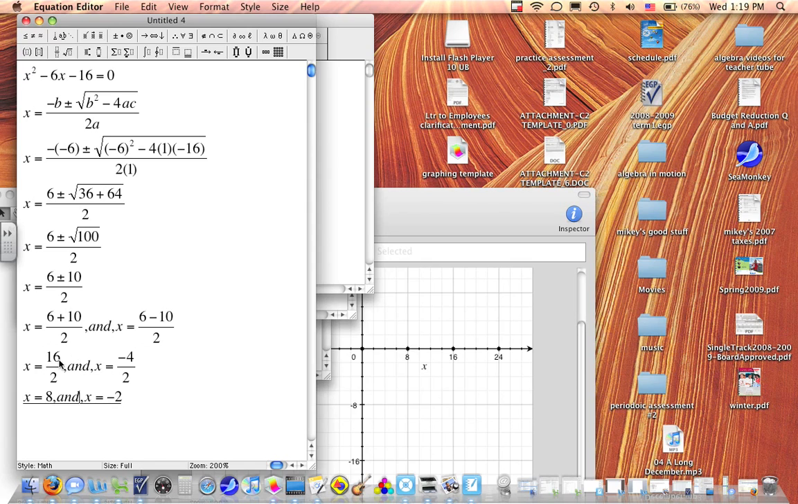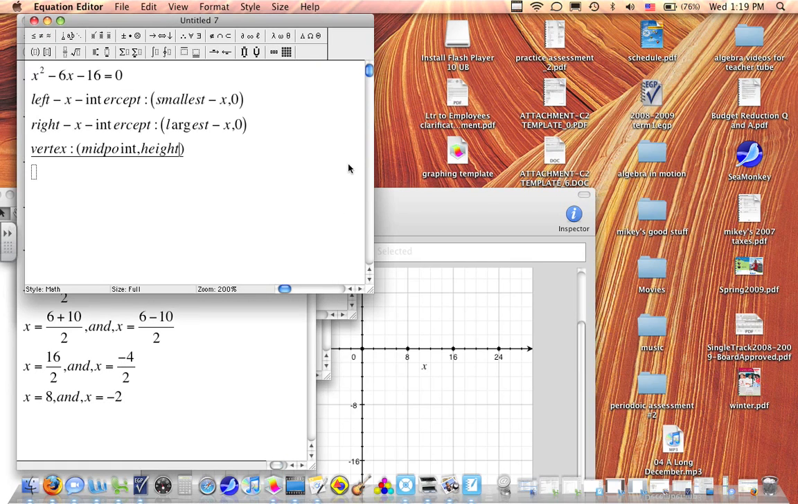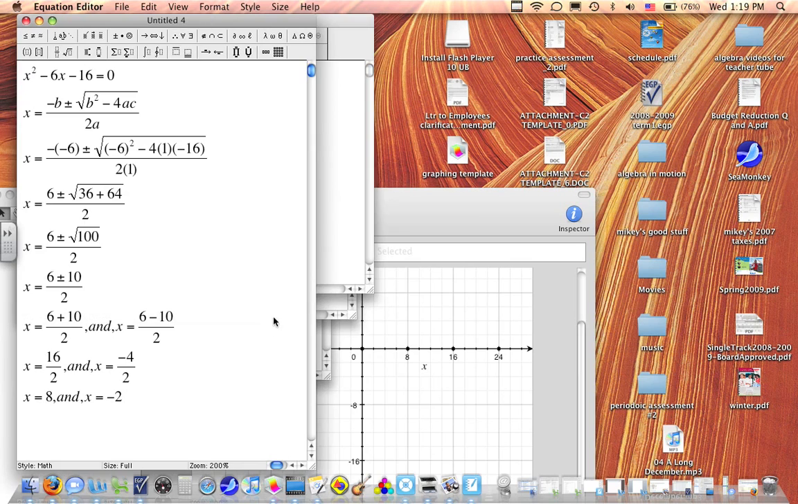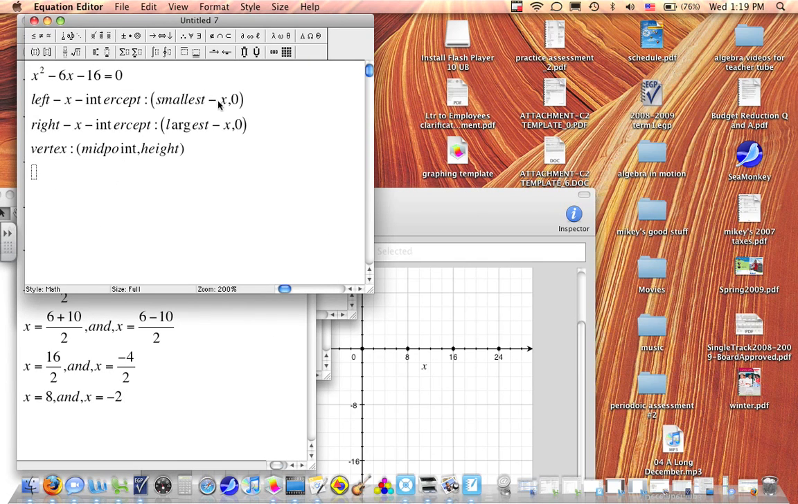6 plus 10 is 16. 6 minus 10 is negative 4. 16 divided by 2 is 8. Negative 4 divided by 2 is negative 2. So if that's the case, my left intercept is always my smallest x. Since my smallest x is negative 2, I'll replace smallest x with negative 2, and my largest x is 8. I'll replace largest x with 8.